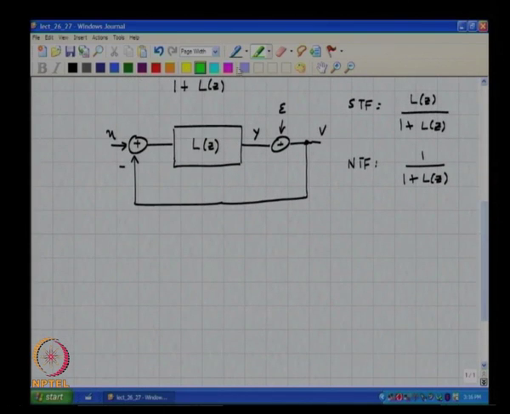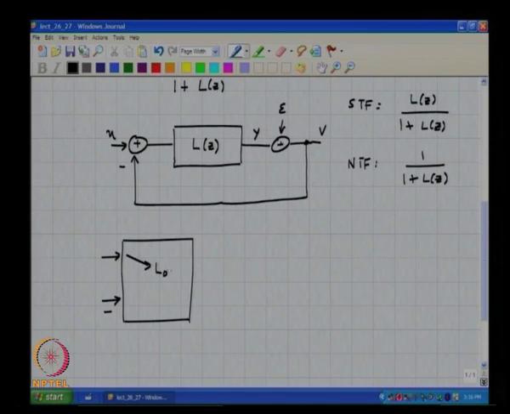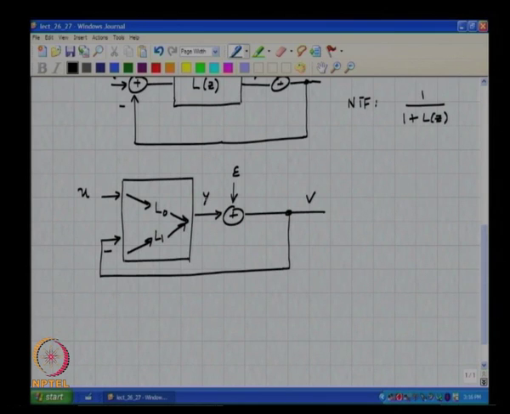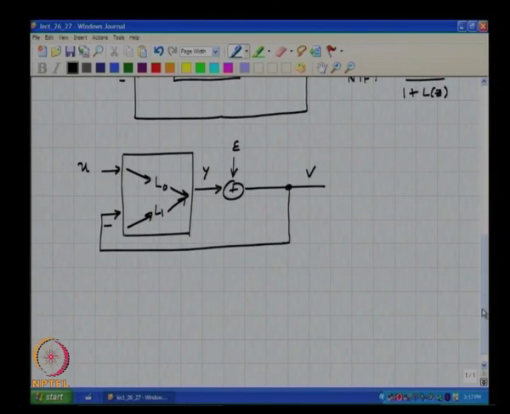There are therefore more general ways of realizing the loop filter, where you denote the loop filter as a system which takes 2 inputs and generates 1 output. And what is the expression for NTF and STF? Can you please calculate?